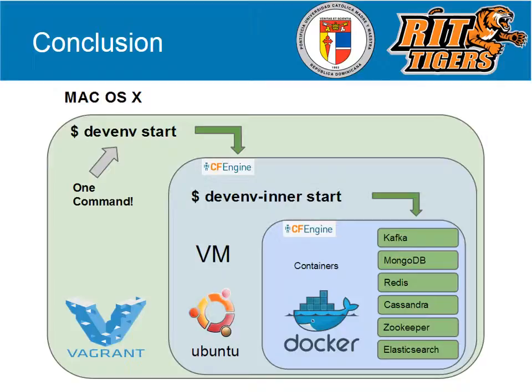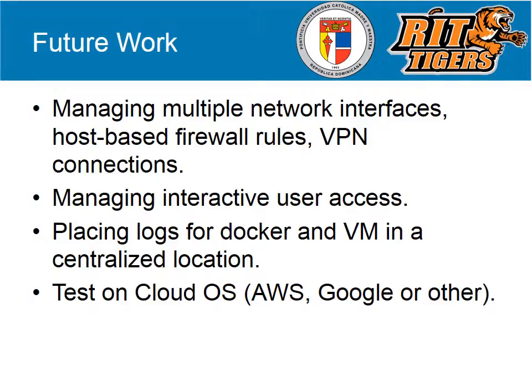So, what can we have for future work? For future work, we are thinking about managing multiple network interfaces, implementing host-based firewall rules, VPN connections, and managing interactive user access to the resources that we are deploying with Docker and containers, creating a centralized location for the logs from both the Dockers and the VMs, and of course testing our environment within a cloud scenario, maybe AWS, Google, or another.